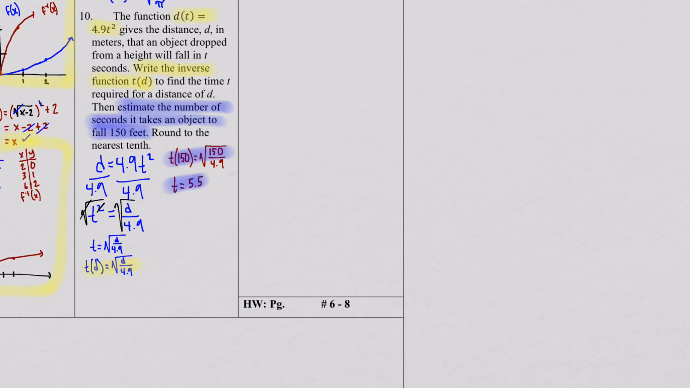Then what I did over here is answer the second question. Estimate the number of seconds it takes an object to fall 150 feet. So they gave me the distance 150, so I plugged in 150 for d, and then once again did that finishing up in the calculator. It's 150 divided by 4.9, then take the square root. My calculator says 5.5. I did not put what that is. That would be seconds though. Let me fix that. That would be seconds. 5.5 seconds, because t is in seconds here.